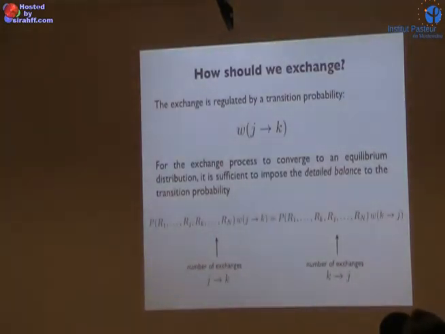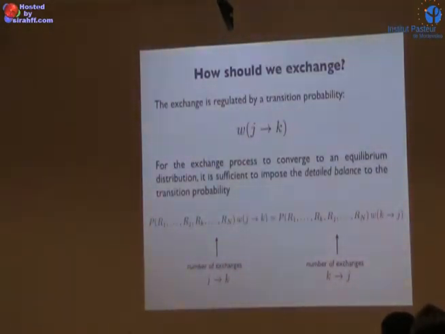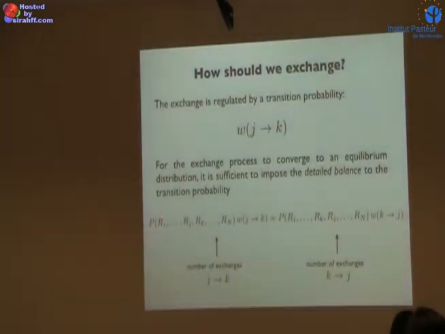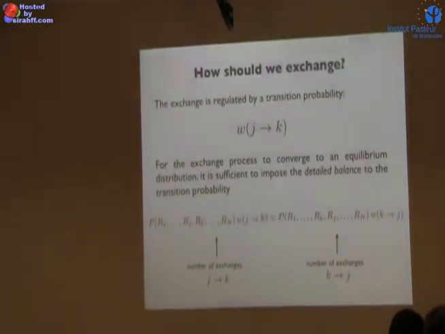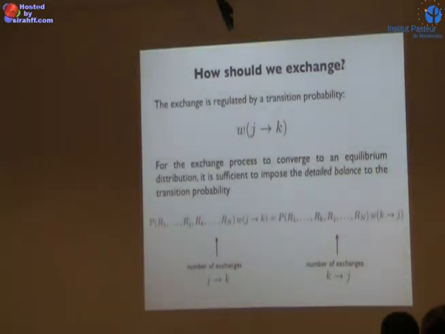Giovanni already told you everything about balance and detailed balance. To derive a recipe for the transition probability, it is sufficient that you impose detailed balance. So somehow, here is the probability in this extended system. So you have n replicas of my system, and these are the configurations in each of the replicas. Imagine I want to do an exchange between configuration J in replica J and replica K, with a certain transition probability. So basically what I have to impose is that the number of exchanges in one direction is equal to the number of exchanges in the other direction.